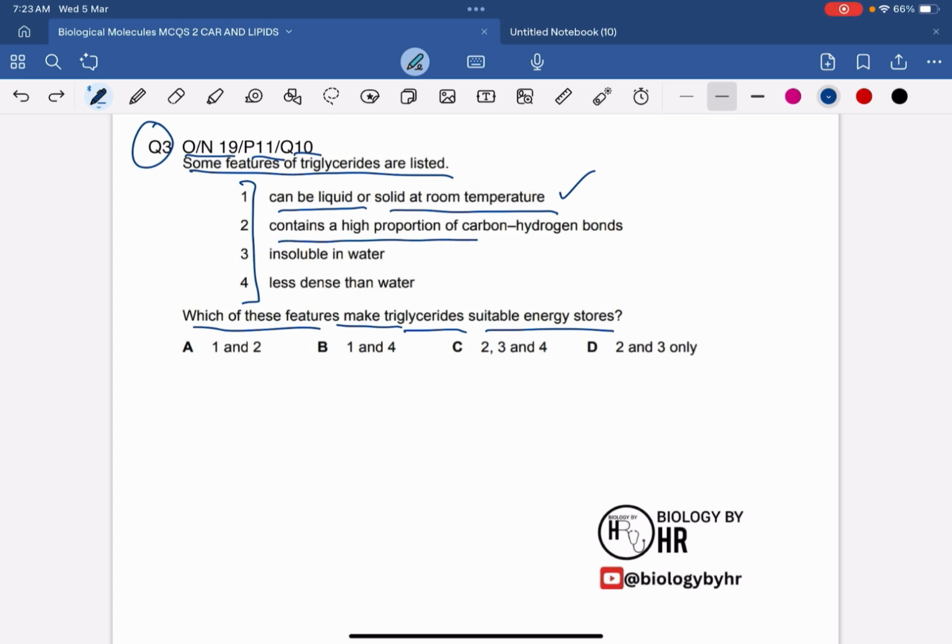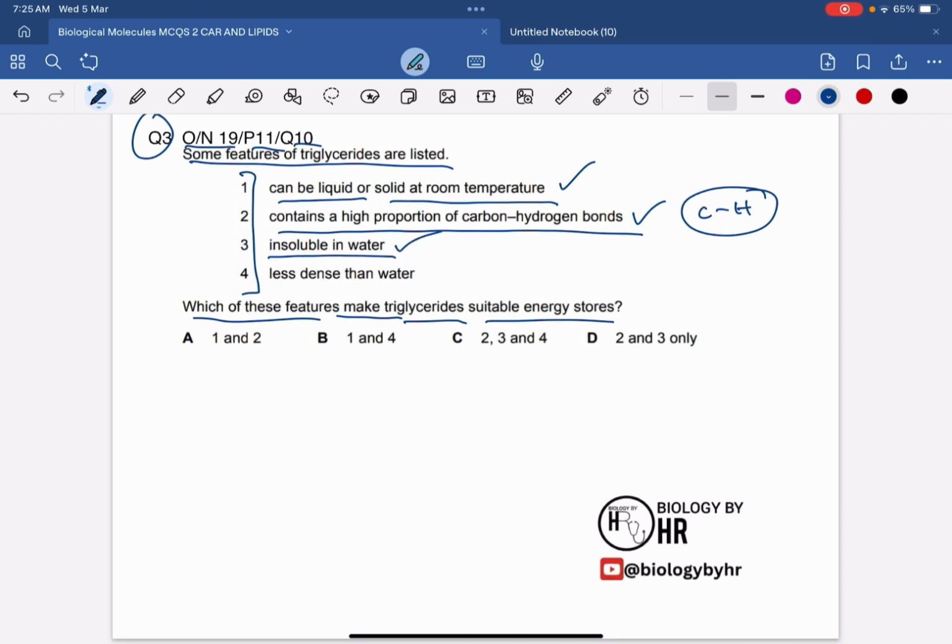It contains a higher proportion of the carbon-hydrogen bond. Yes, this is a suitable feature. Why? Because we know that the lipids have more energy than the carbohydrates. Why? Because they have a higher proportion of the carbon-hydrogen bonds as compared to the carbohydrates, right? Also, the fats are insoluble in water. Yes, we know that fats are insoluble in water. Now, how is this feature, insoluble in water, suitable for energy storage? Because we know that the triglycerides are hydrophobic in nature, right?